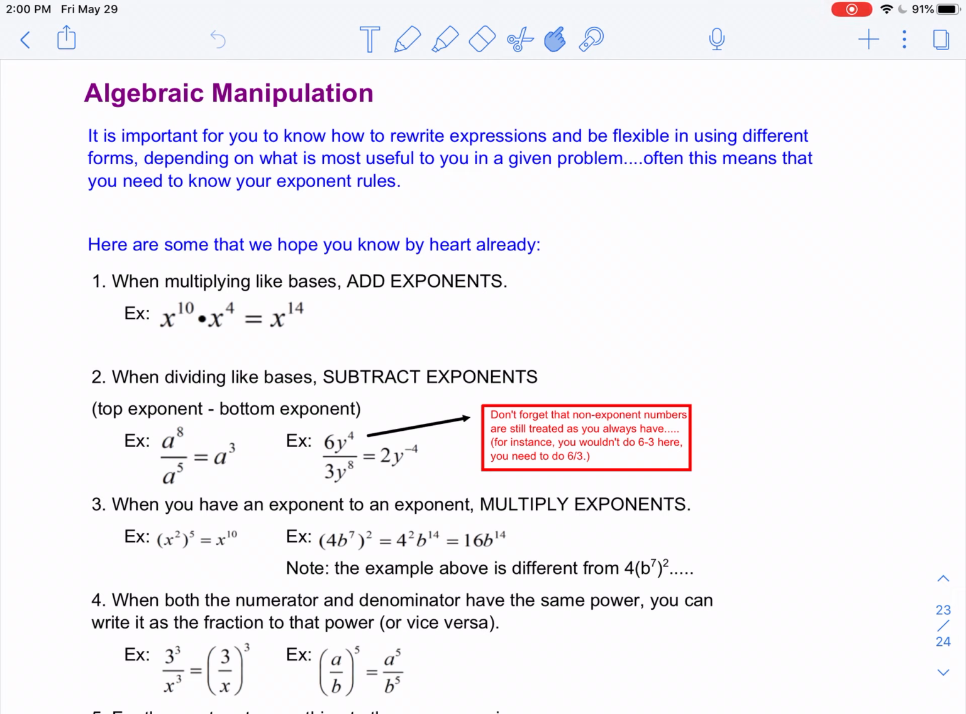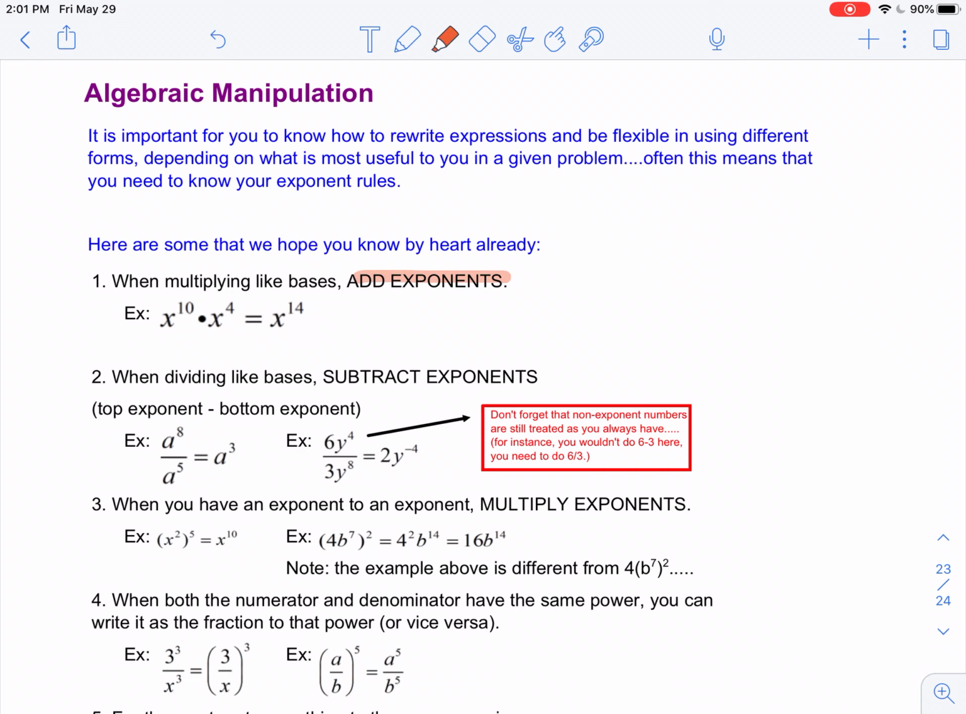All right, and so we have some rules that hopefully you already know by heart, but we're just going to run through them again, right? So when you're multiplying like bases, you add the exponents. So I gave you the example like x to the 10th times x to the 4th. Since both bases are x, I'm multiplying them, I can add the exponents. If you're not sure why, think about this, right? x to the 10th means x times itself 10 times, and here I'm multiplying 4 more x's, and so there'd be a total of 14 x's.